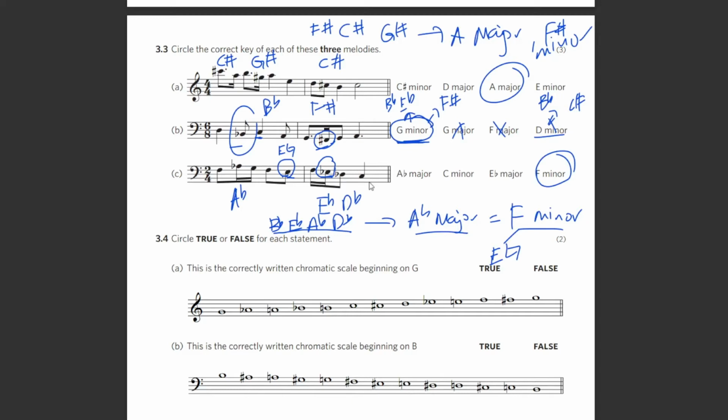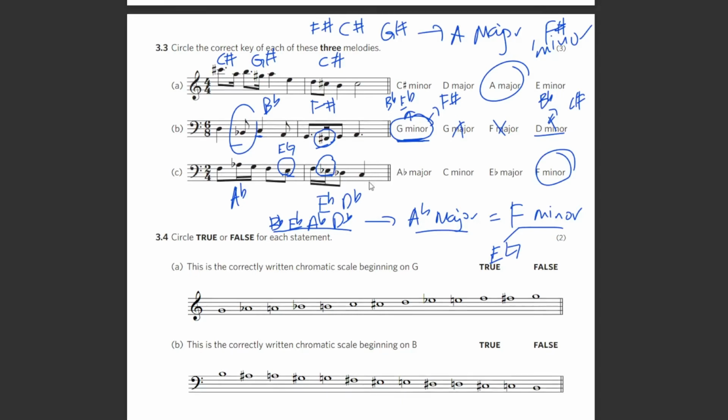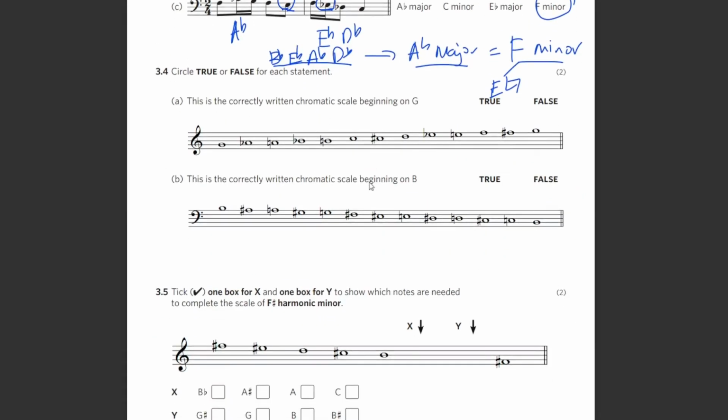Okay, let's move on. So next is a chromatic scale. They say chromatic scale beginning on G. So let's check, does it start and end with G? Yes. Next, we need to check that it goes through all the notes, and each note is not used more than twice. So this is G, then A, B, C, D, E, F, then G. All the notes are being used.